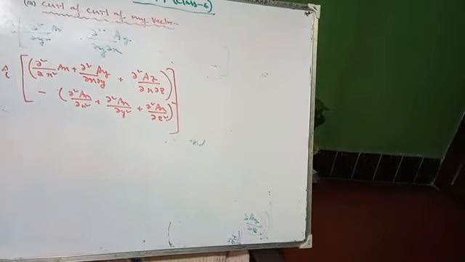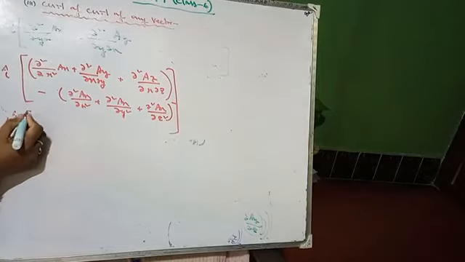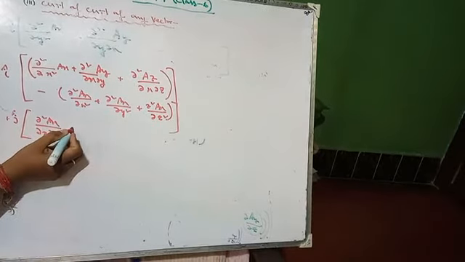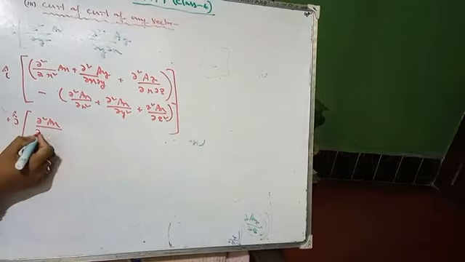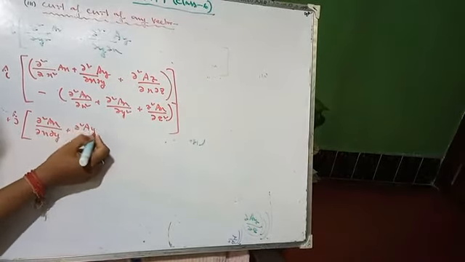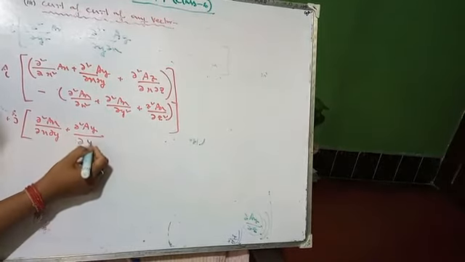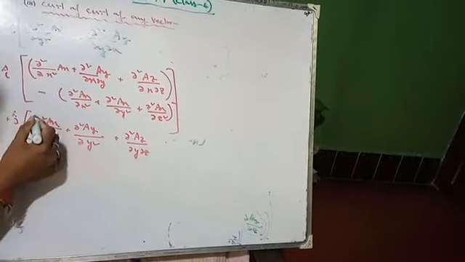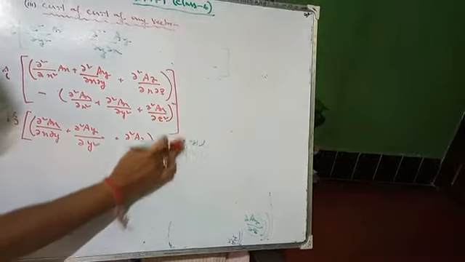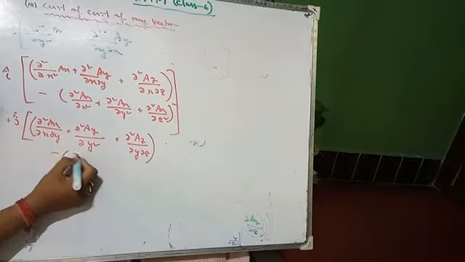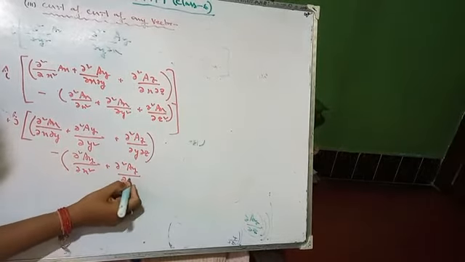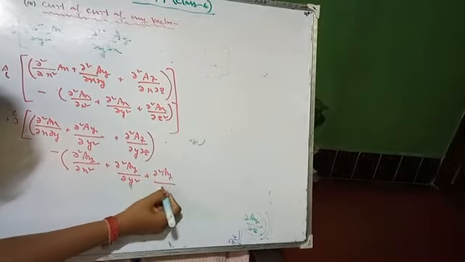So actually what happened, I have here plus j cap also: del 2 ax by del z del x, or del x del y, plus del 2 ay by del y square plus del 2 az by del y del z, with a negative sign, minus del 2 ay by del x2 plus del 2 ay by del y2 plus del 2 ay by del z2.